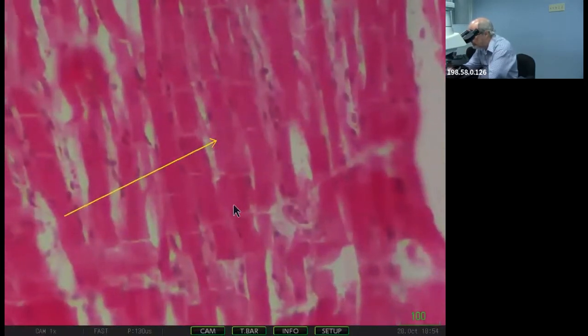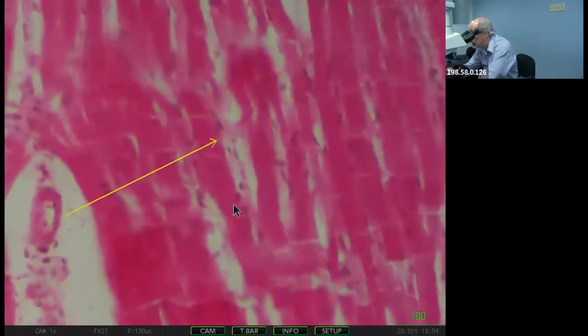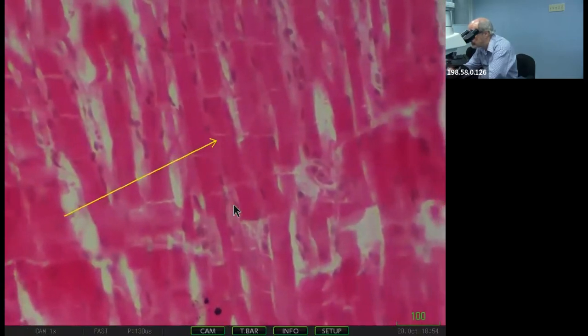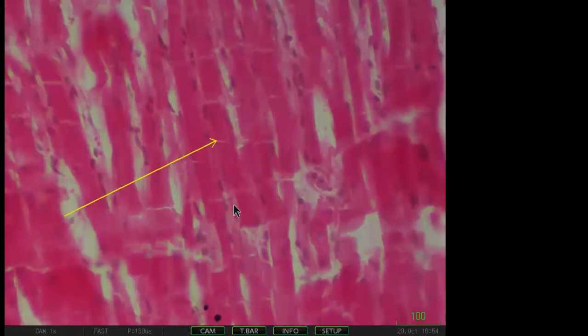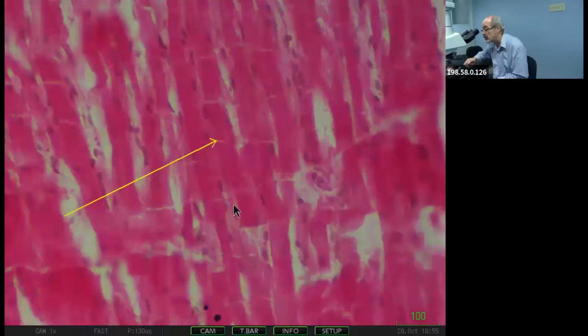Plus, here you see you have these little areas. What's the name of these spots here at the tip of the arrow? Everybody can see that? You have several of them. So what is it? Intercalated disc. So you see your intercalated discs. You see you have several of them along the cardiac muscle fiber.